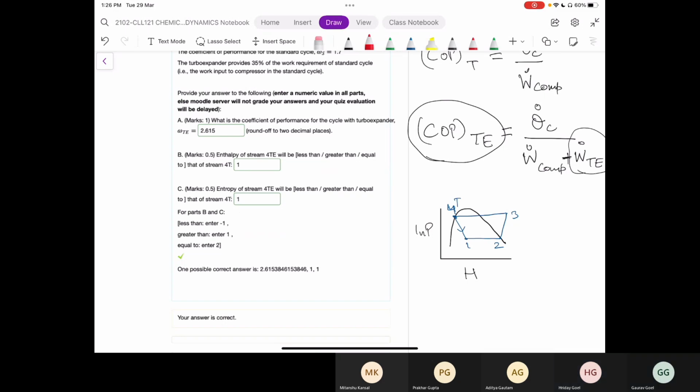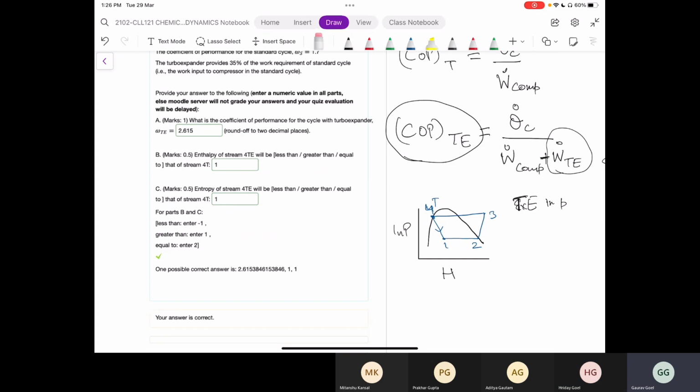And now 1 is same, and I am putting the turbo expander. Sorry, there is a small error here. Okay, let's forego that top curve and put it yourself. Let's just do this. For the standard cycle, you have a throttle. So this is where the 4T lies. Enthalpy at 1 would be equal to enthalpy at 4T.